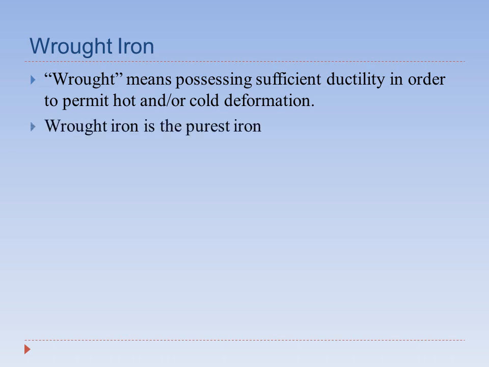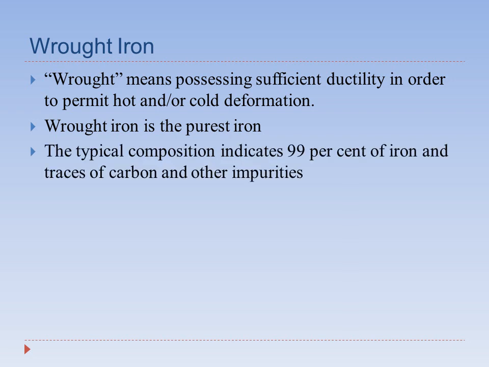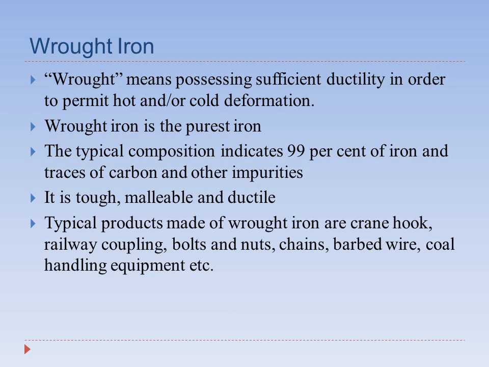Wrought iron is the purest form of iron, remember it. The typical composition indicates 99% of iron and traces of carbon and other impurities. So you can see, out of all the set of ferrous alloys, the purest one is wrought iron. It is very tough, malleable and ductile. Friends, you have learned toughness, malleability, ductility in the previous lecture.